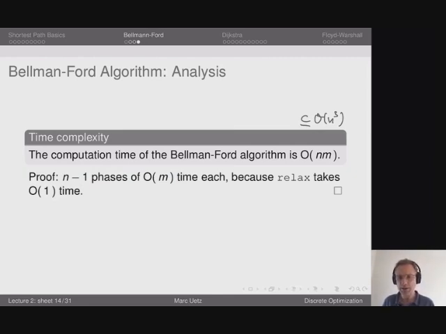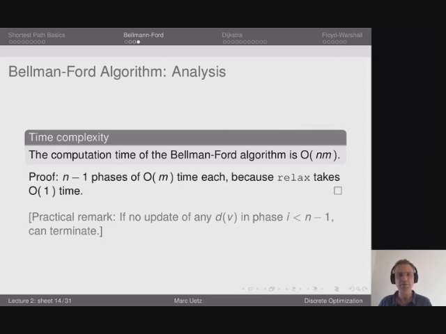Maybe a little practical remark, because if it happens to be the case that after, say, 5 phases, we realize that all the distance labels are correct, then we already have the proof that these distance labels represent the true shortest path lengths. And that means we can prematurely stop the algorithm, and we do not need to do all the other phases of the algorithm. In the worst case, this doesn't help, because there might be instances where we actually need all these n-1 phases. But for practical implementations, that helps a lot, because usually we are done after a couple of phases already.